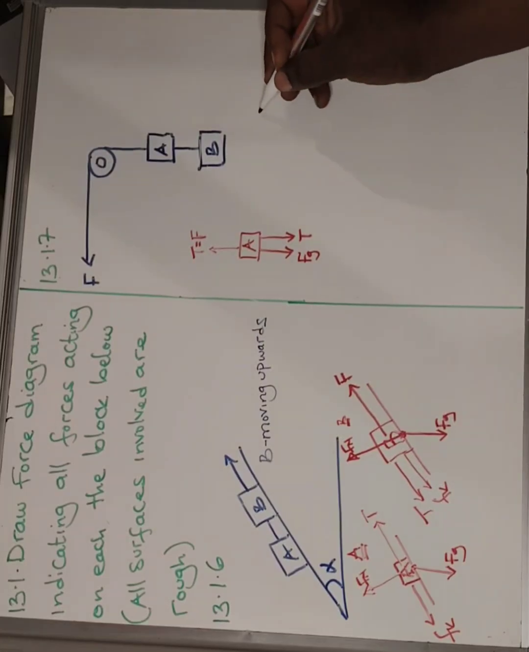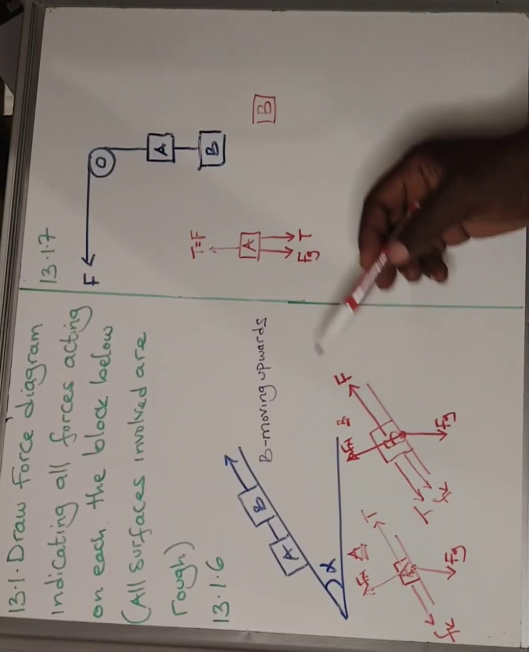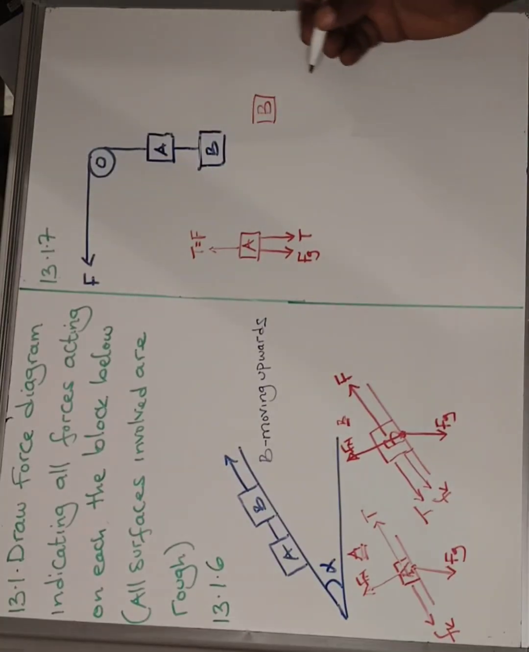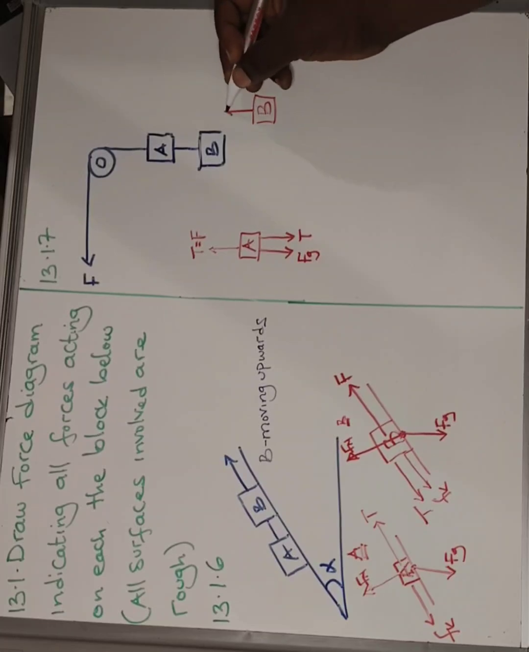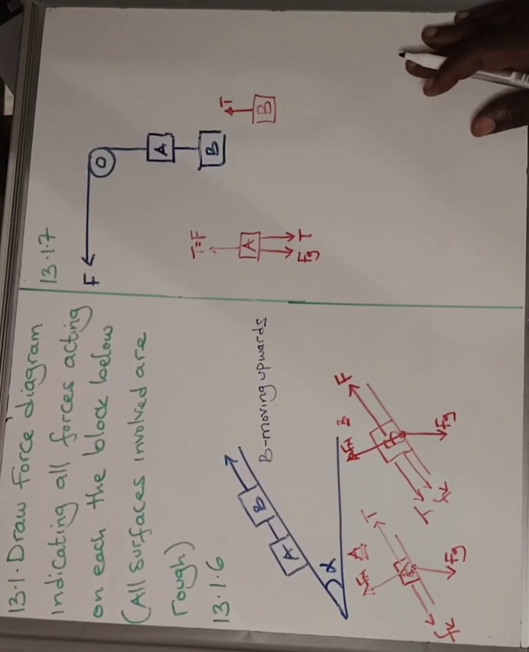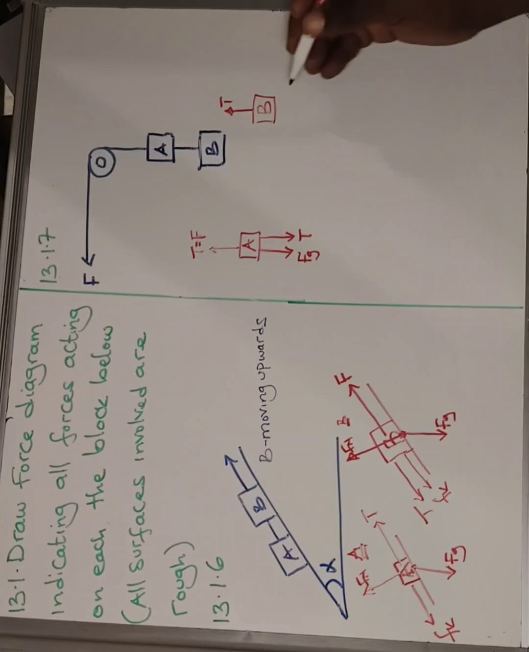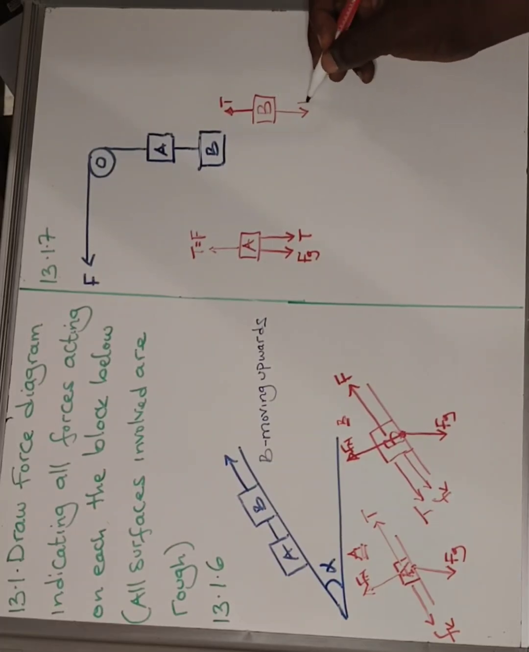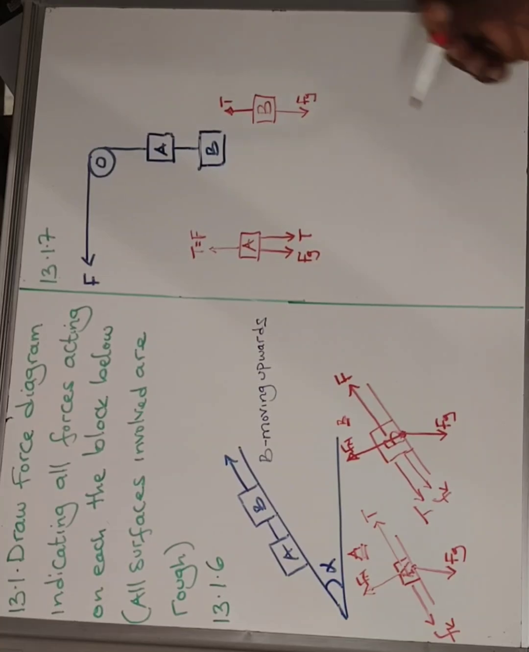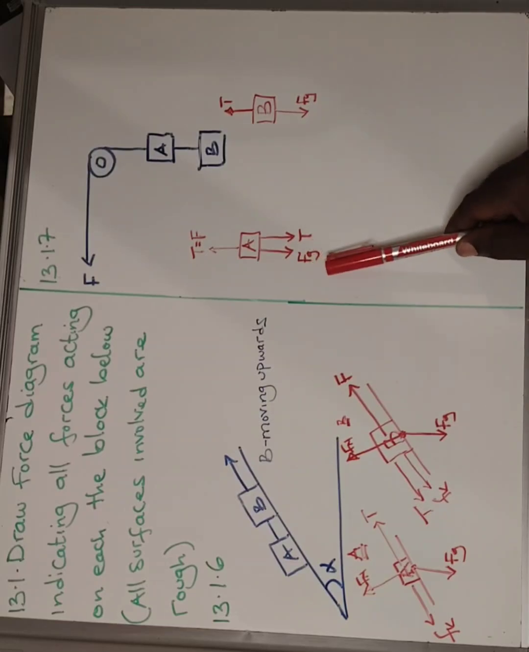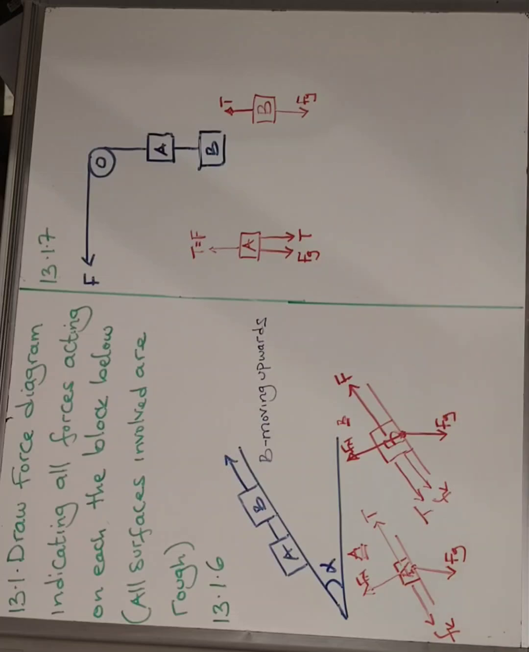Let us go to B. Okay, this is our B. What do we know? There's a tension here caused by that string. What else is there? We know our traditional one, which is Fg. We do not have a normal force, for the same reason as here: the block is hanging, it's not sitting on the ground.